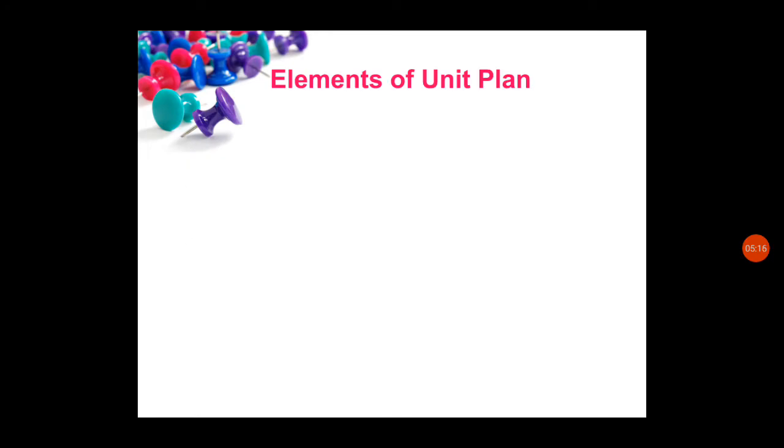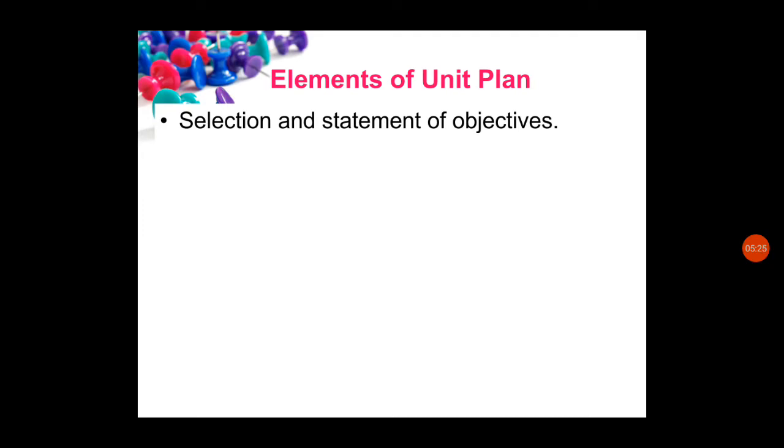Okay, so what are the elements of a unit plan? Whenever you are writing a unit plan, what are the things that should be included in it? First, selection and statement of the objectives. First of all, we have to write down the objective of each unit.